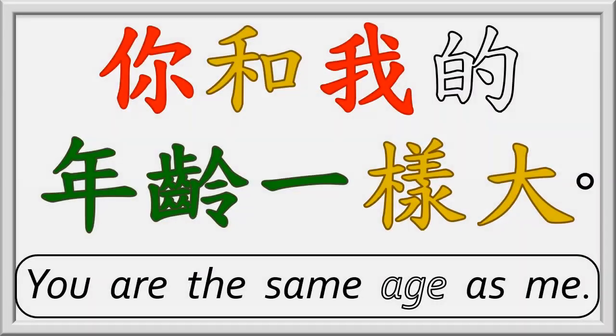That brings us to today's fourth character, the semantic element 齿 for teeth, paired with the phonetic ling. The combination pronounced second tone ling, ling. The expression for age is 年龄. 你和我的年龄一样大. You are the same age as me.